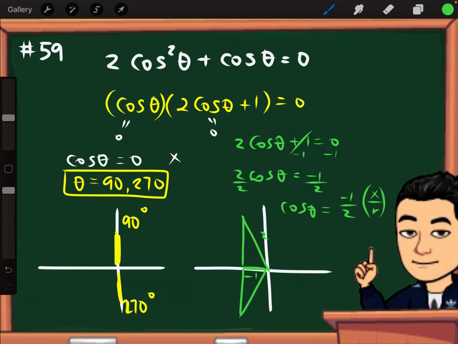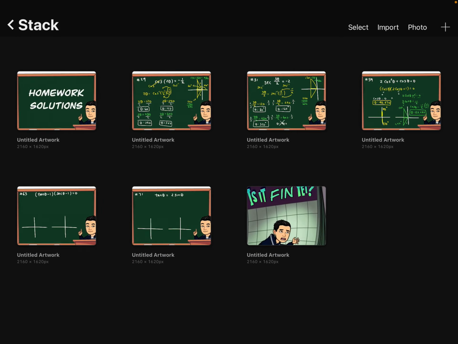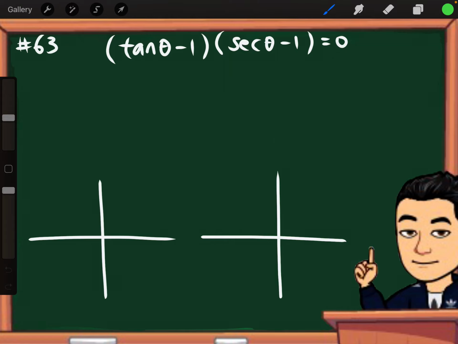So that means you can draw two different triangles, and we're going to take both of them as our answers. One of them is going to be 120 over here, another one is going to be 240. So 120 and 240 degrees are going to be part of my answers as well. Okay, so that's it.